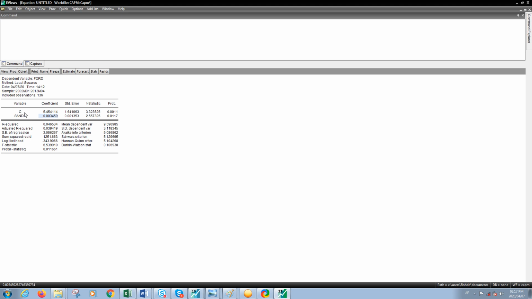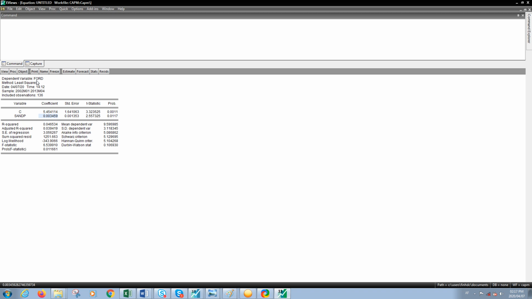And so how we interpret this is as follows. A $1 or a 1 unit increase in our S&P index will result in a $0.003459 increase in our Ford share price. I'll repeat that. A $1 increase in our S&P, our independent variable, will result in a $0.003459 increase in our Ford share price. And that's how you interpret it. It's as easy as that.